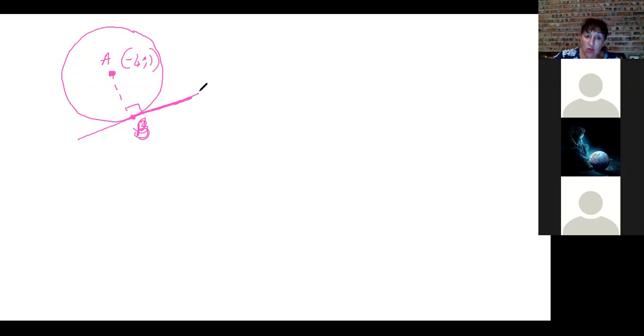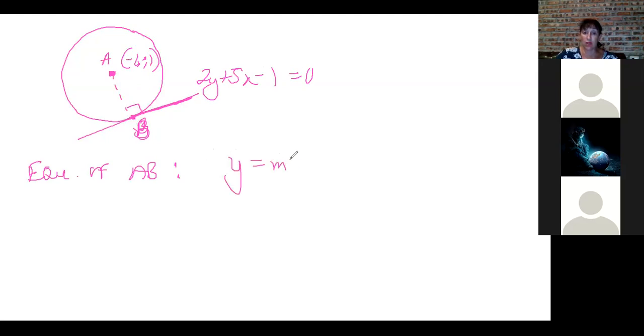and they give me the equation of this line, 2y + 5x - 1 = 0. They say you need to find the equation of AB. AB is a line, so this is what I'm trying to find: a value for m and a value for c. M stands for gradient, and because of the 90 degrees, AB's gradient is the opposite to this one.